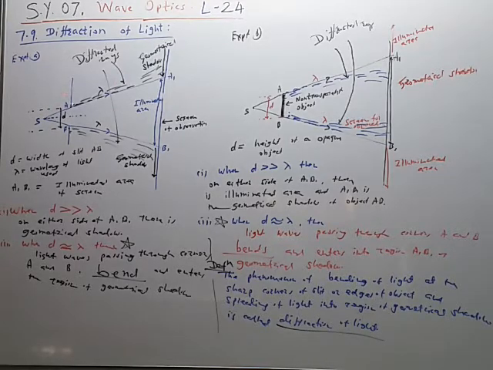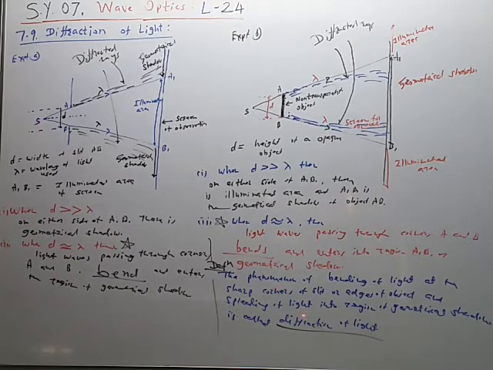Some light waves passing through the corners A and B bend. So now they are not traveling along the straight line path. They bend, which means they are not traveling along the straight line path. This bending of light, this phenomenon, is called diffraction. These are the diffracted rays. These are the blue color. These are the diffracted rays. So this is called diffraction.